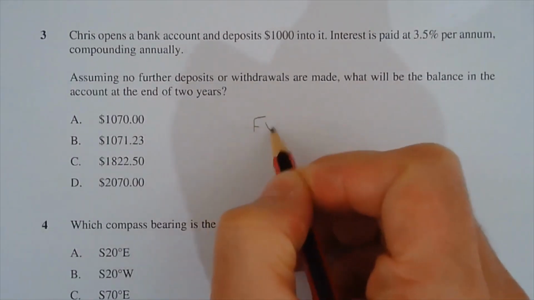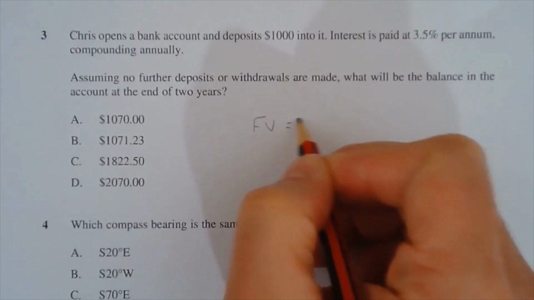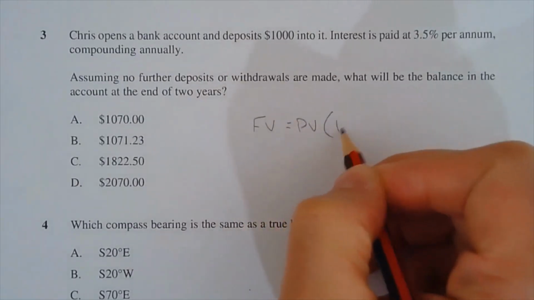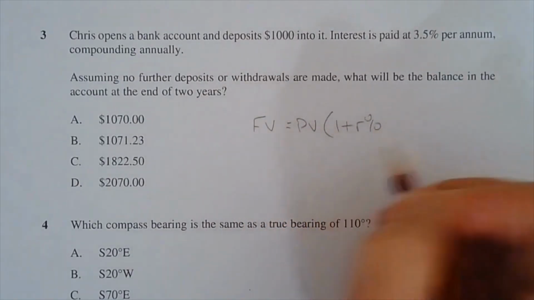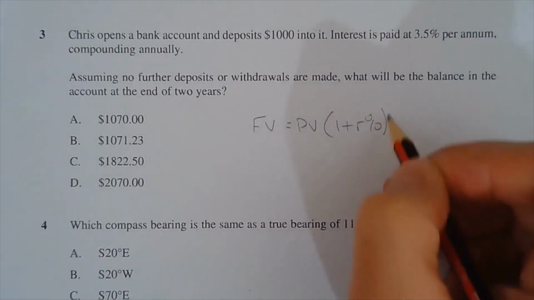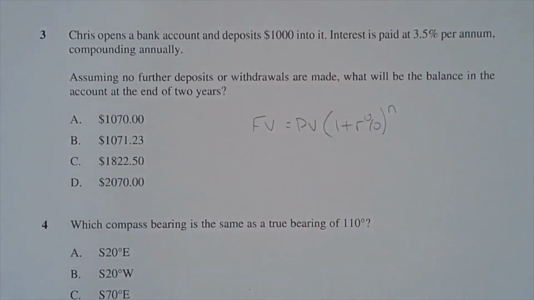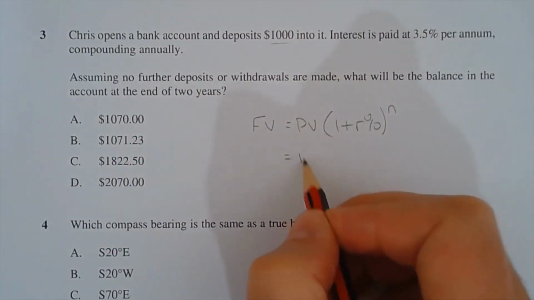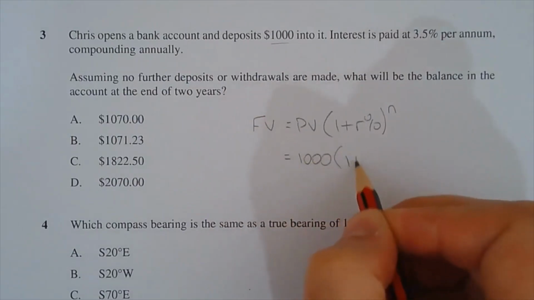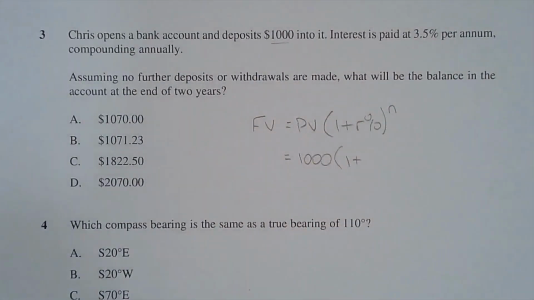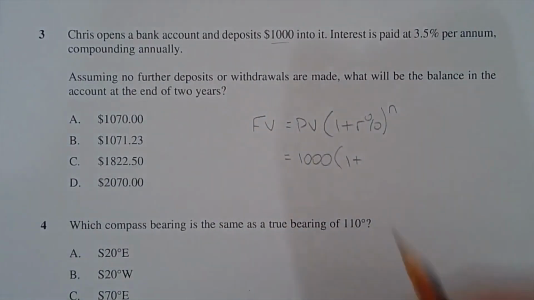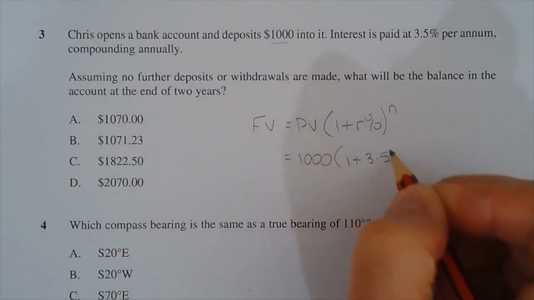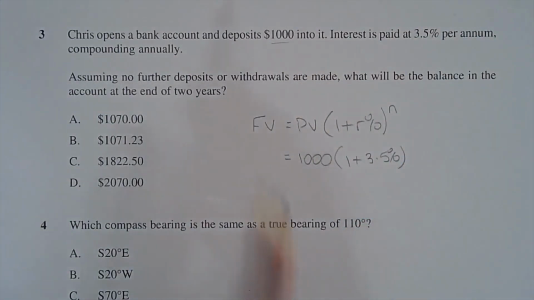So, future value is equal to the present value multiplied by 1 plus the interest rate as a percentage per period to the power of n, which is the number of compounding periods. So the present value is $1,000. 1 plus the interest rate, which is 3.5% per annum, which means per year. So I'm just going to write it as a percentage. Compounding annually, so that's important to know.